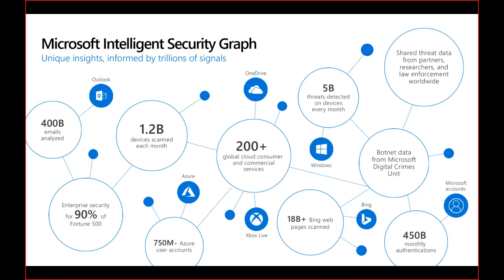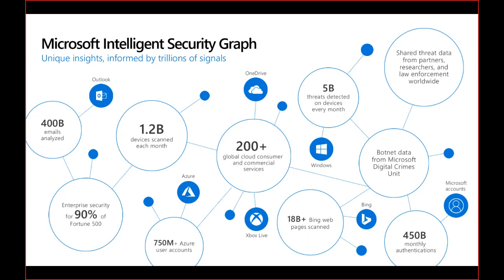Now, the intelligence security graph is also where we have a lot of our machine learning algorithms. And therefore, what we can do is we can take all of that signal, and this is where we can actually correlate that signal, and we can actually make it an intelligent signal. Remember, just having signal is not enough because it would just be a lot of noise.